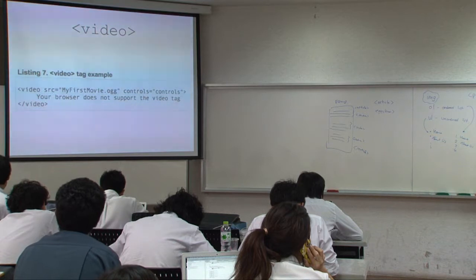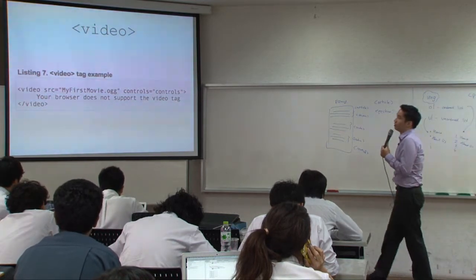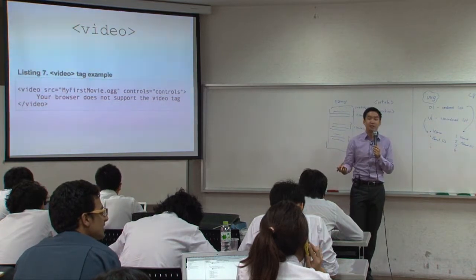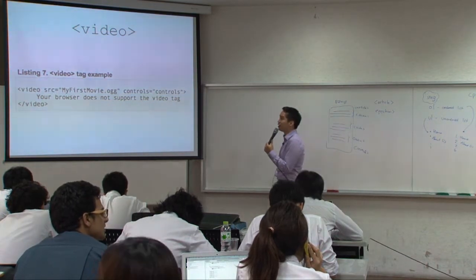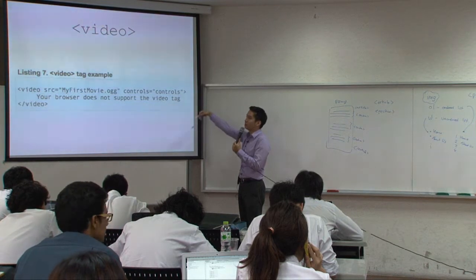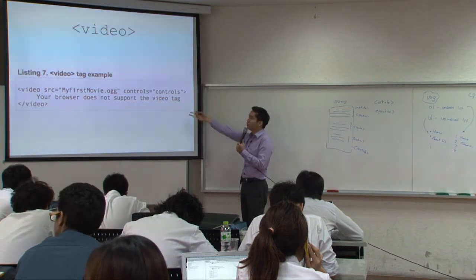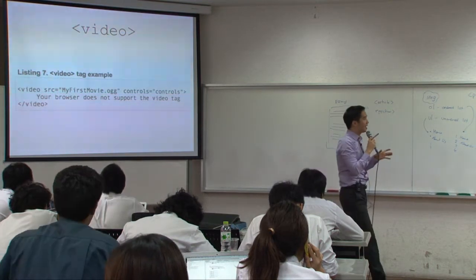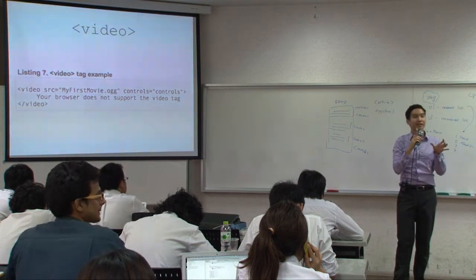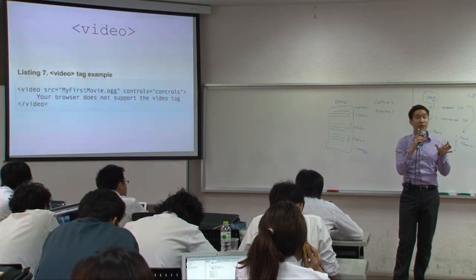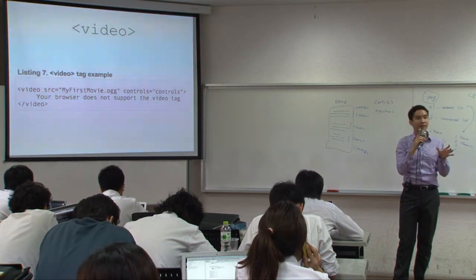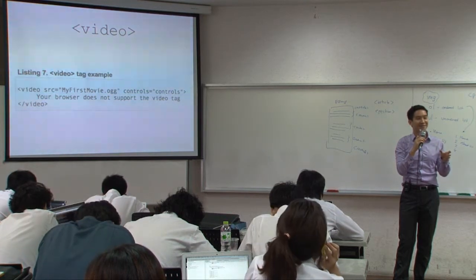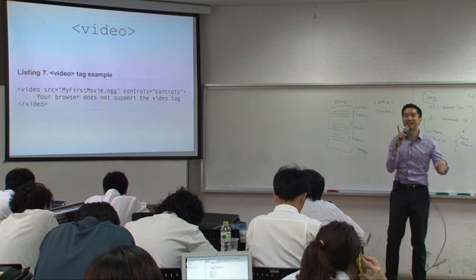Video. This is how you use the video tag in HTML. Just like the audio tag, right? You have video, you can specify the source, the controls, and then again, the stuff inside the tag would be the text that you display to the user if your browser did not support the video tag, for example, IE.